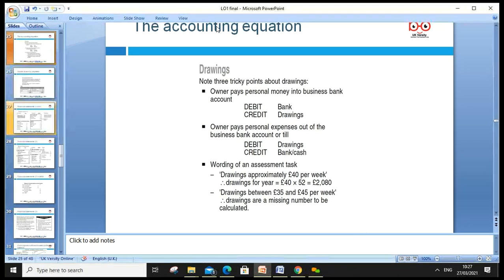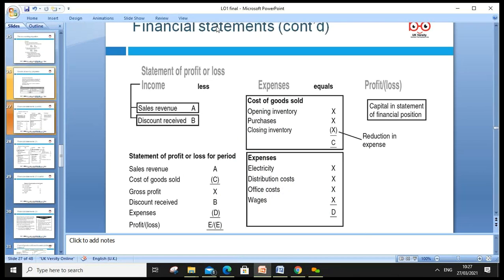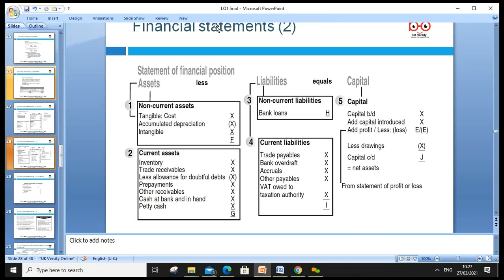Okay, next we discuss the statements, how the statement will look. In the statement of profit and loss, first comes revenue, then cost of sales, formula: opening inventory plus purchases minus closing inventory, then minus your expenses, and you will get the profit from operations before tax, then after tax. Then assets: non-current will come first, current after. Liabilities we can subtract, and we can find the net asset figure.